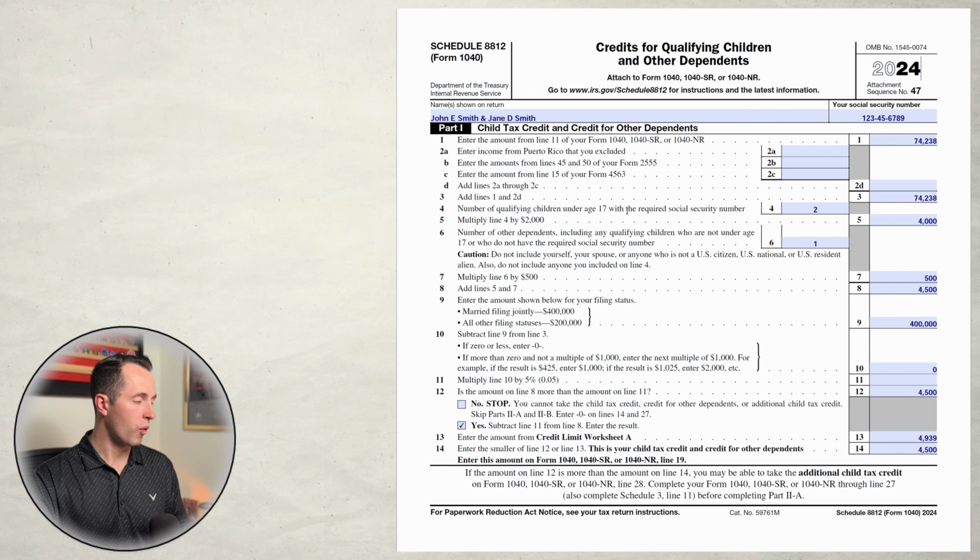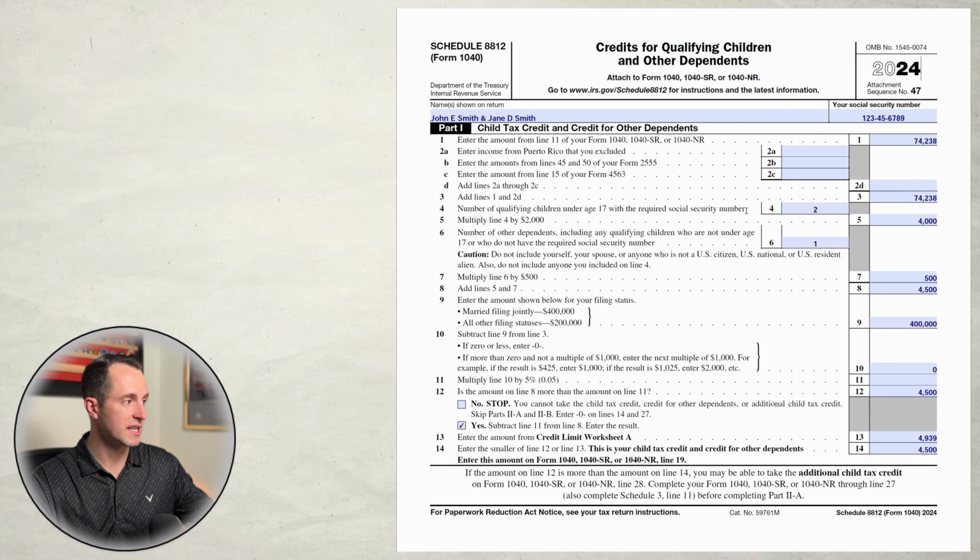Now, the next part where we actually start to identify how much we're going to make off of these child tax credits. The first one here, line 4, number of qualified children under the age of 17 with the required social security number. So the big thing on this one, the child had to be age 16 or younger by the close of the previous year. So if your kid was 16 all of 2024, but then they just turned 17 on December 31st, 2024, they are not going to qualify for this section.